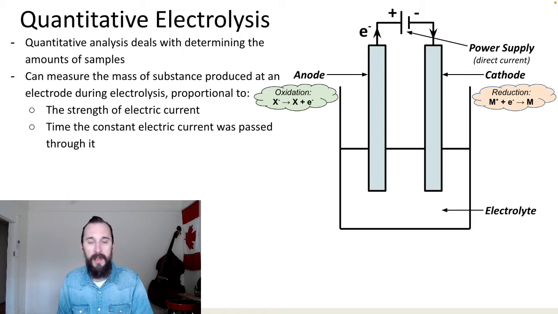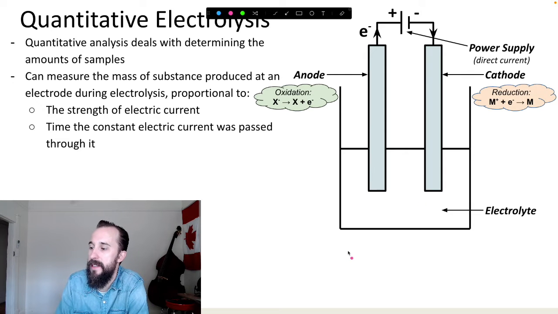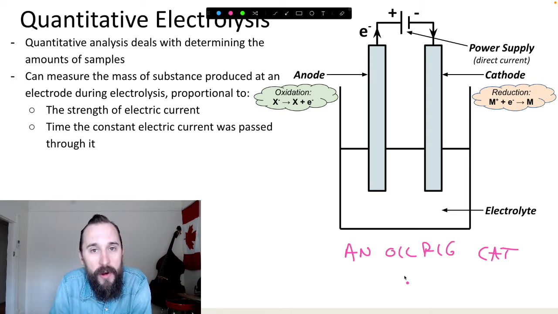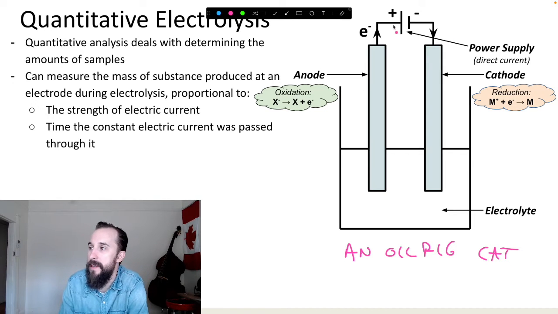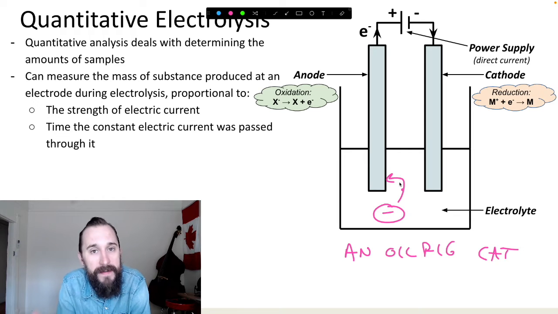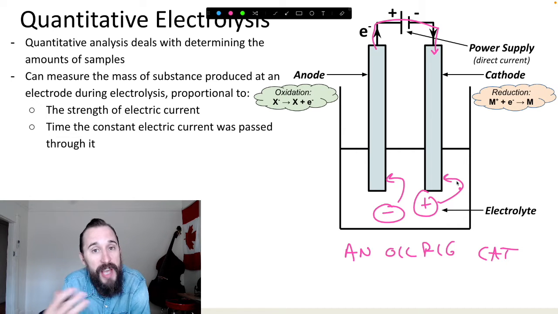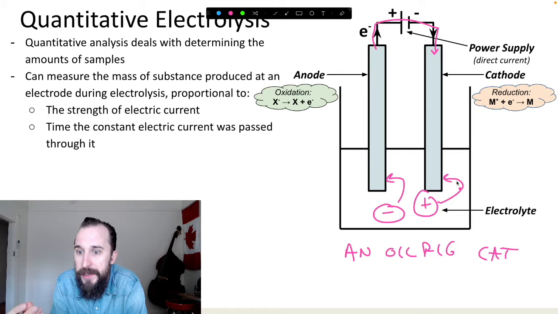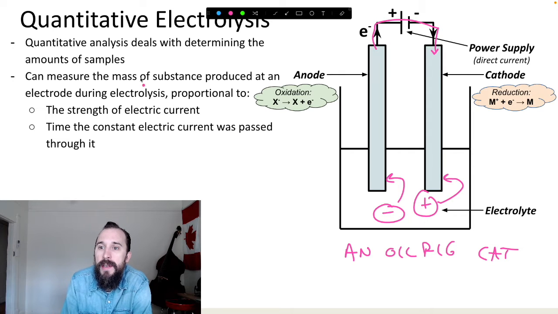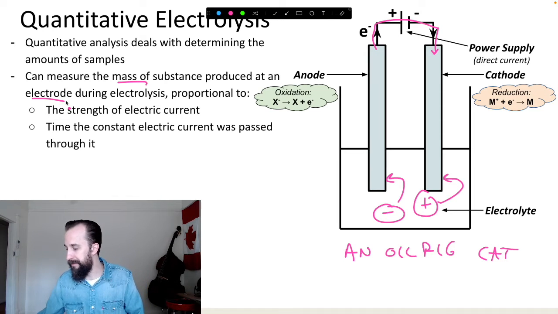electrolysis system. So if we think about what we discussed in terms of OIL RIG CAT, where oxidation occurs at the anode, reduction occurs at the cathode. The positive is the anode, so we have negative anions moving towards the positive anode to be oxidized. Lose the electrons, electrons flow through the system, where our positive cations move to the negatively charged cathode, where they are reduced and they gain the electrons. So essentially, that's what we're measuring. We're measuring the mass of the substance that's produced at the electrode.